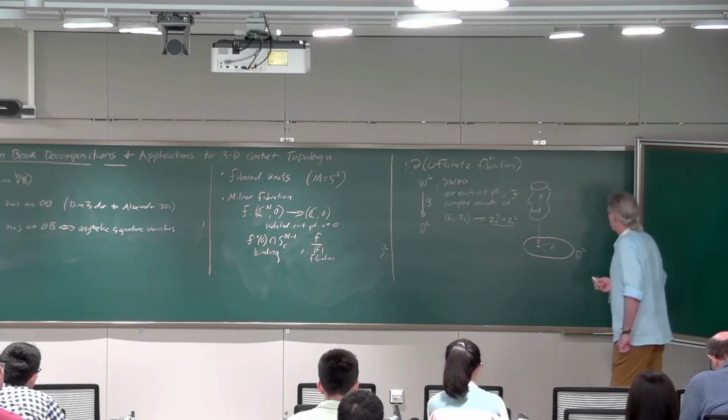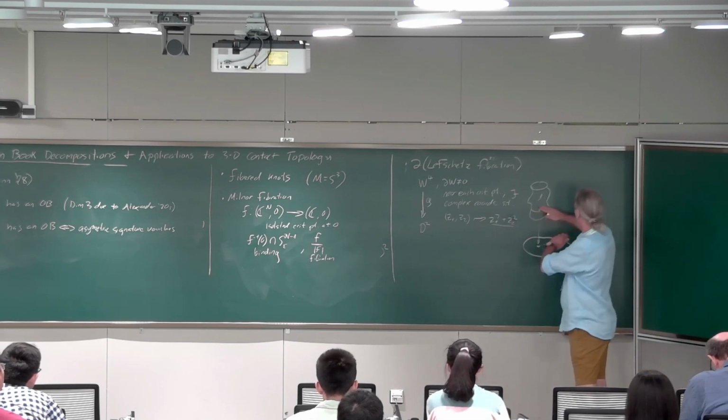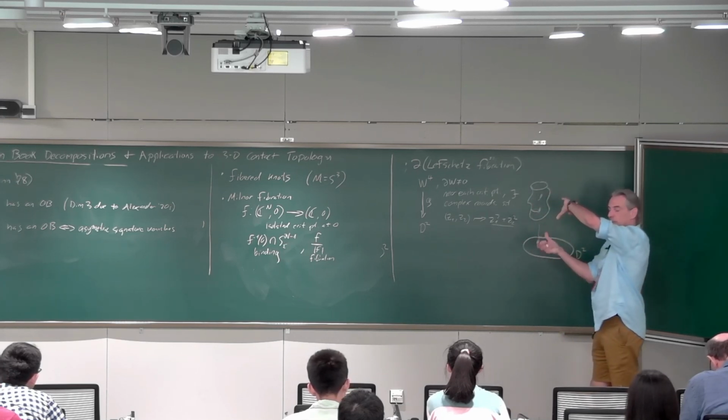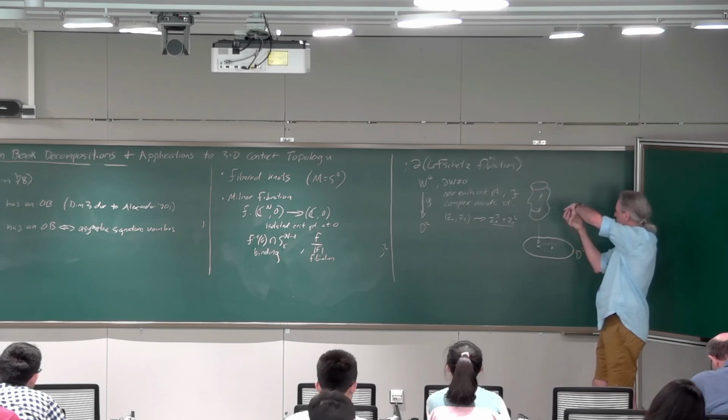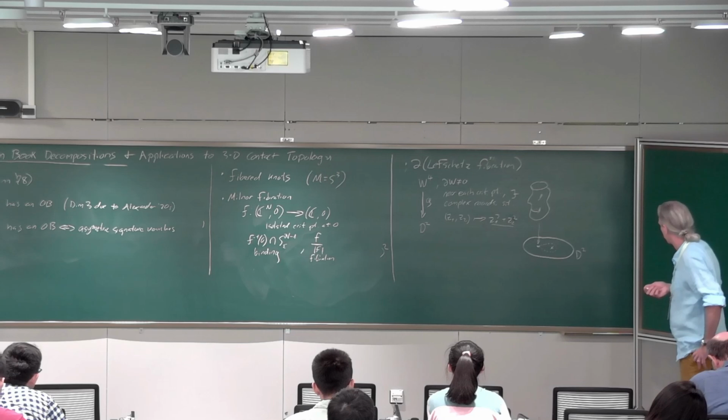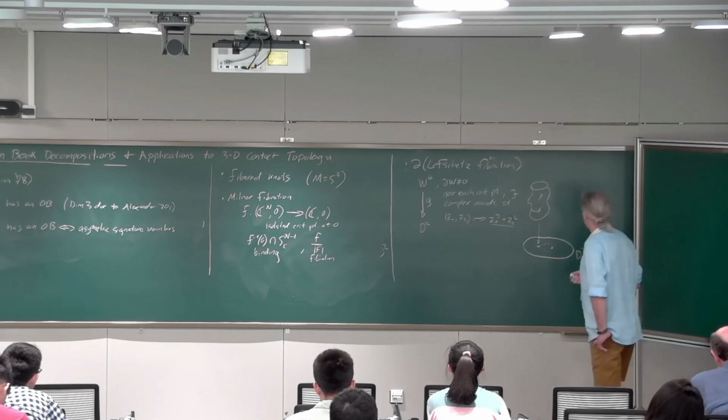So this just means, if you've not seen a Dehn twist, I take a closed curve in my surface, I cut along that curve, I twist it 360 degrees, and glue it back together. So the Dehn twist will show up a bunch of times in the talk, so it's worth understanding.